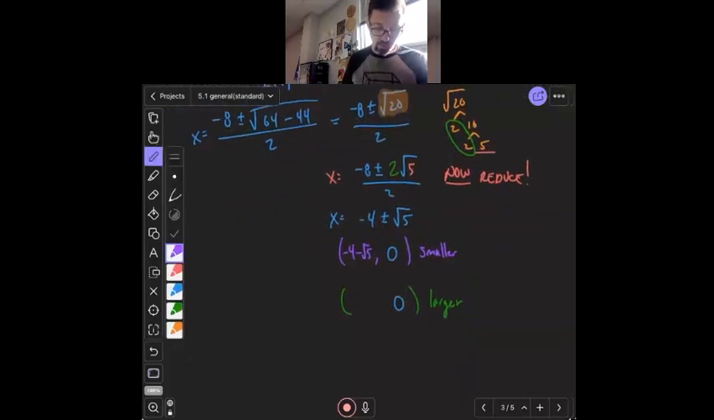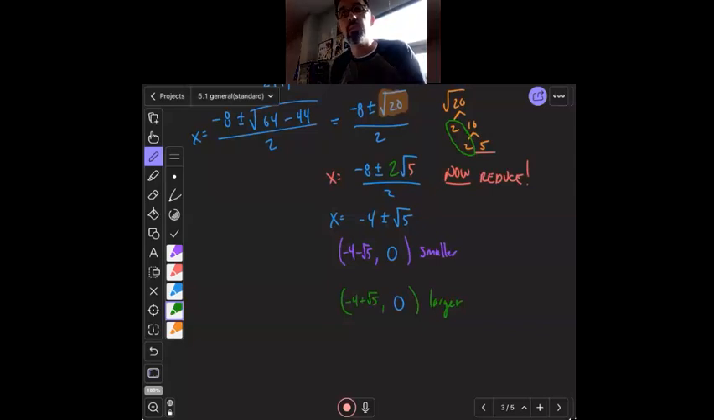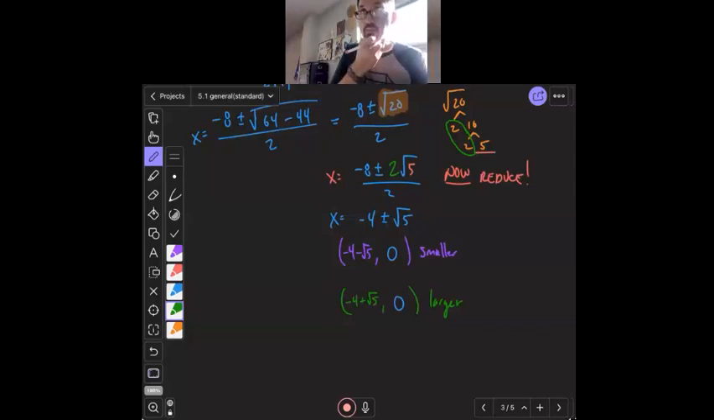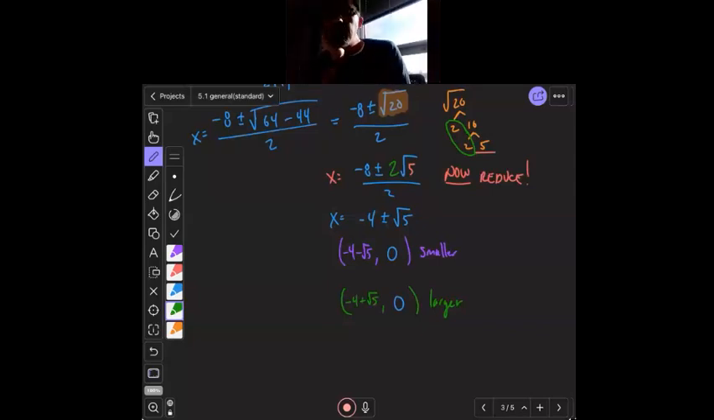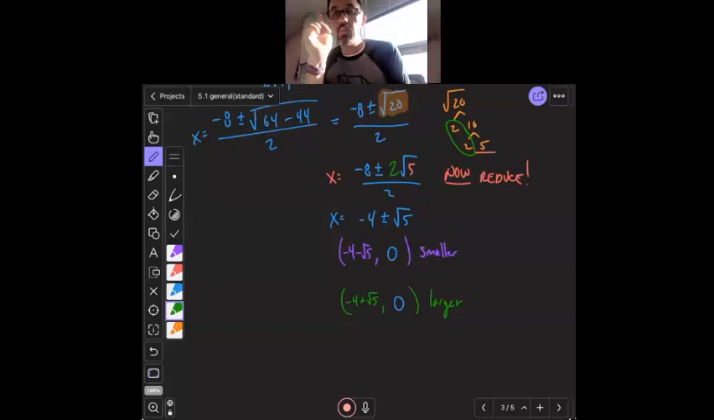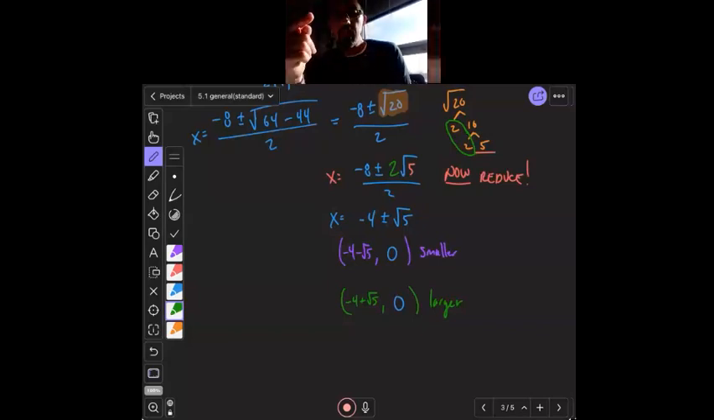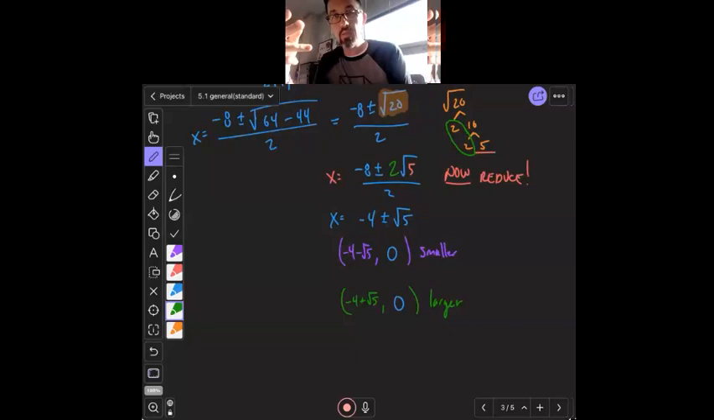And then the bigger of the two would be -4 plus the square root of 5. So there are your x-intercepts. Okay. You guys will have one problem like that. So you have one where you can do the GCF to solve it, one where there's AC method to solve it. There's one where you have to do quad formula to solve it. Okay.